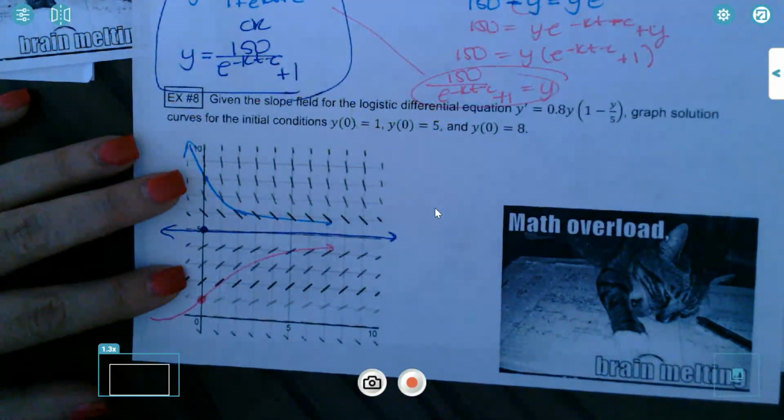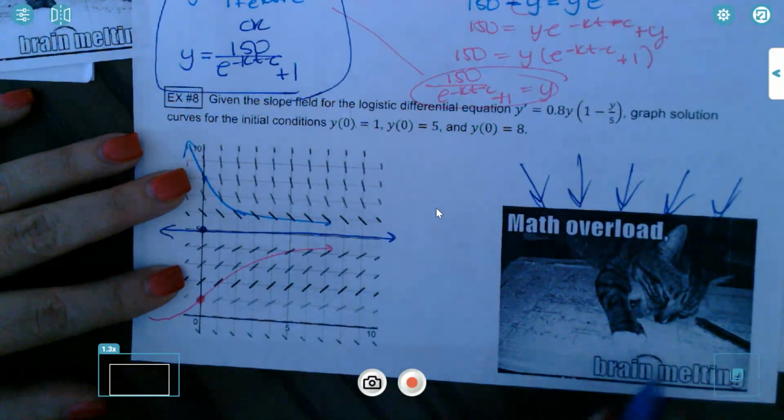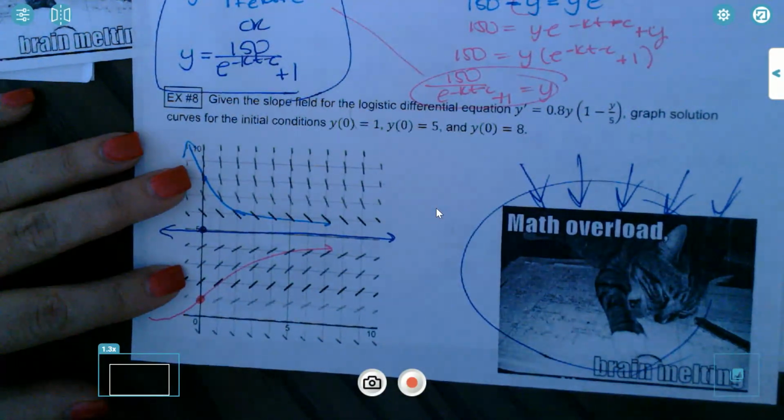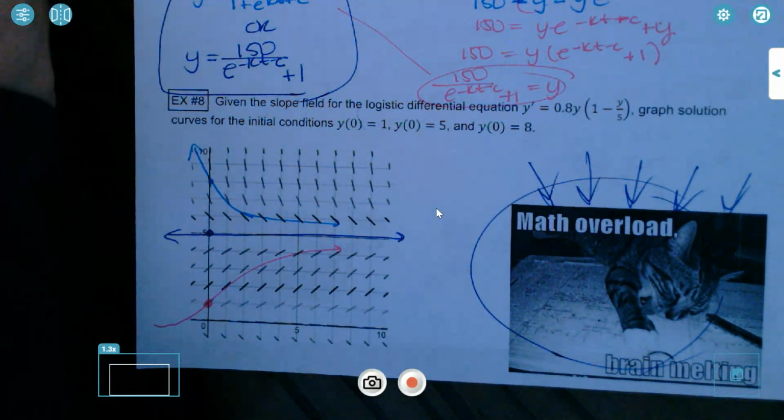And then, yes, I have a bunch of arrows drawn right here because I felt like this was us whenever we started this lesson. We were like, Meltdown Central. So hopefully this makes it a little bit easier, a little bit better for you.